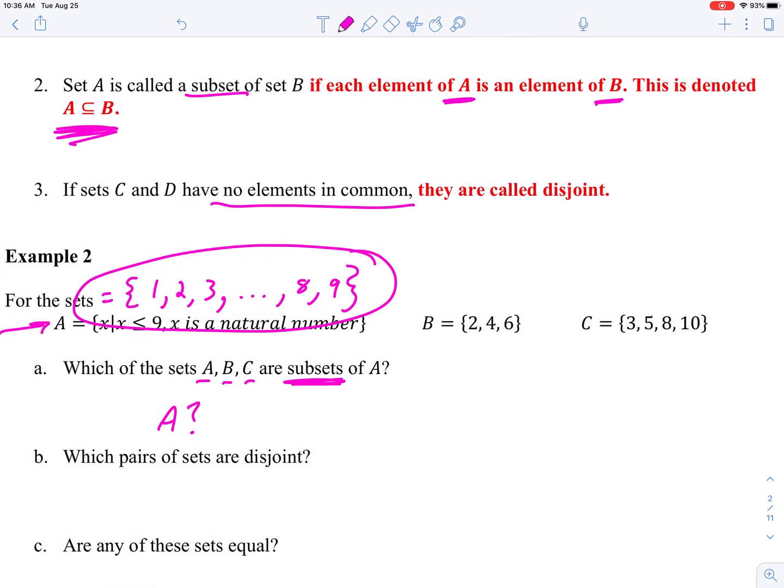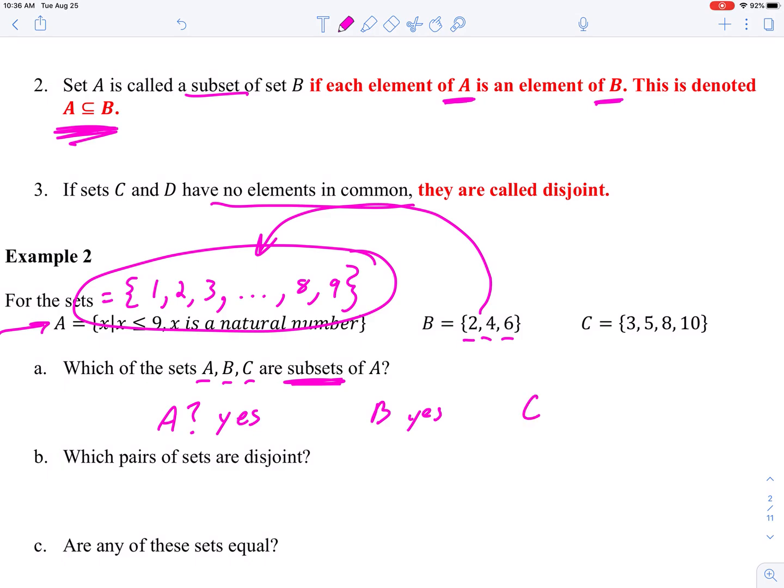Is each element of A in A? Yes, it is, right? So A is a subset of A. What about B? Is B a subset of A? In other words, are the numbers 2, 4, and 6 all in this set right here? We didn't write them all, but yes, they are, right? They are whole numbers from 1 to 9. So yes, B is a subset of A.